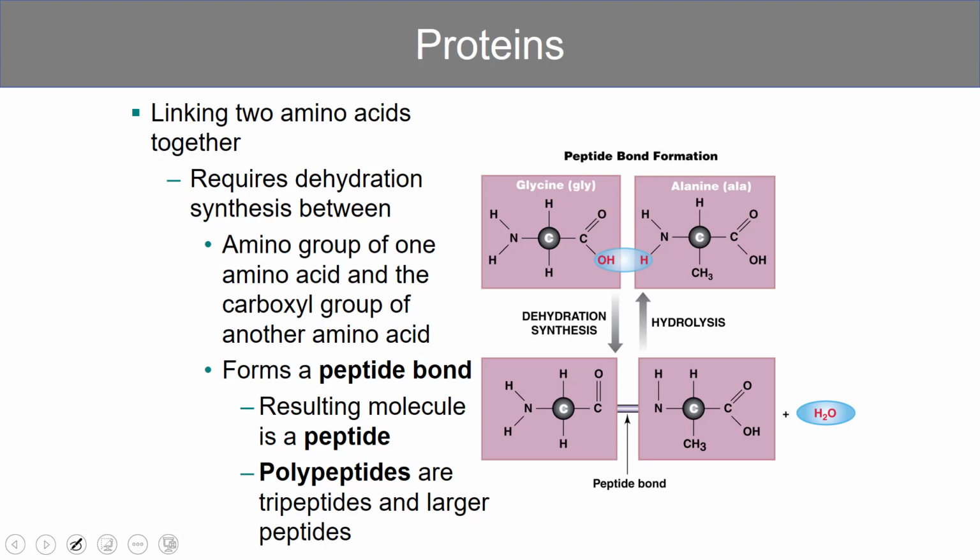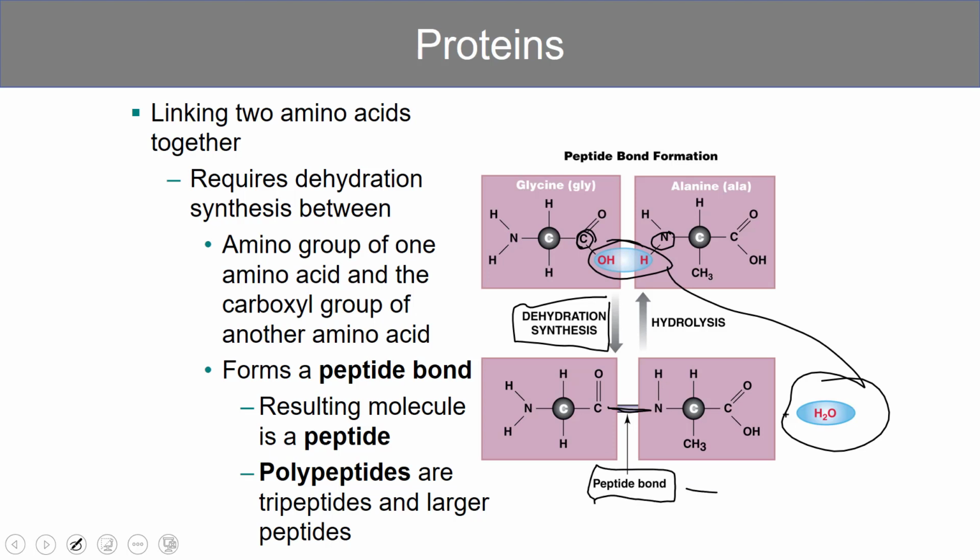We link two amino acids together through dehydration synthesis. And again, in dehydration synthesis, we liberate a water molecule. In doing so, we create a new covalent bond between the carbon in this carboxylic acid group and the nitrogen in this amino group. And this new bond is called a peptide bond. It is just a special type of covalent bond. And this is how proteins are made.